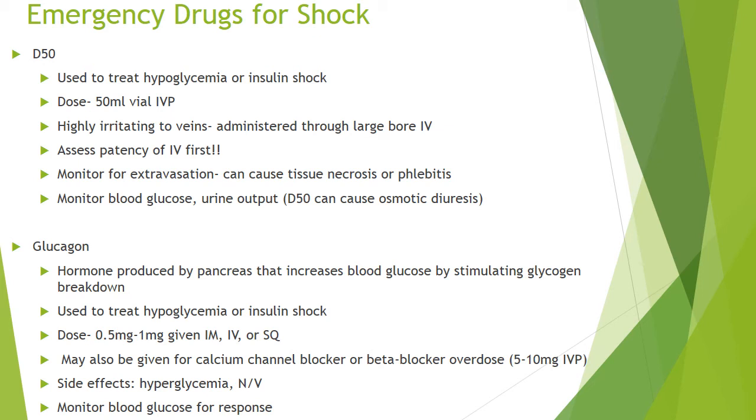If we're treating for hypoglycemia or insulin shock, the dose is 0.5 milligrams to 1 milligram, and it may be given IM, IV, or sub-Q. If we're treating calcium channel blocker or beta blocker overdoses, the dose is going to be higher, where we give 5 to 10 milligrams IV push. Some side effects to monitor for are hyperglycemia as well as nausea and vomiting. So it's important that we monitor our blood glucose to see if we've got the response that we need.